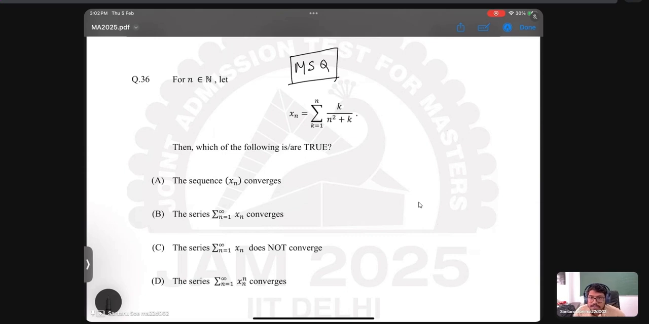Welcome everyone. Today we're going to solve a question which was asked in IIT JAM 2025. This is an MSQ type question, and it is given like that.